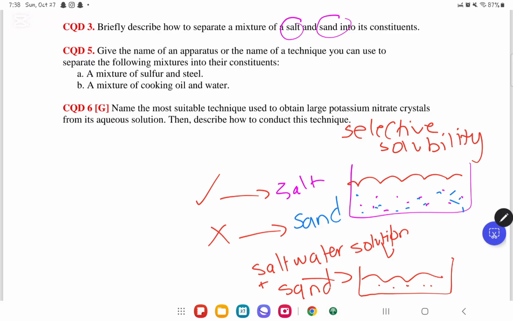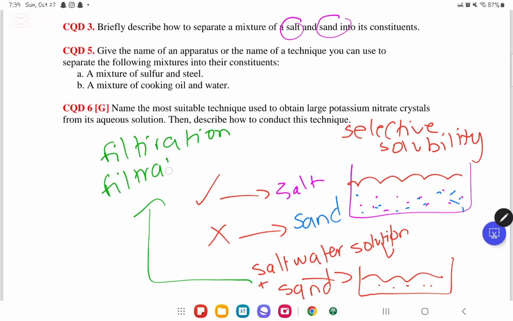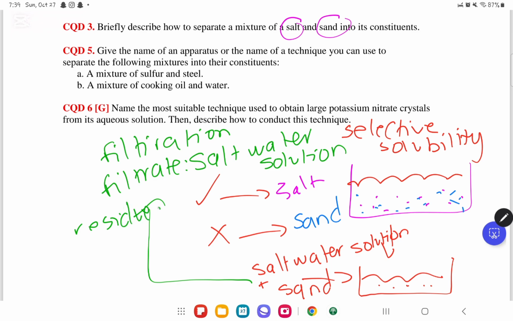The very next step we're gonna do, okay, after obtaining the salt water solution is we're gonna do filtration. When doing filtration, we're gonna get a filtrate, which is what? Filtrate, which is the salt water solution. And then our residue from filtration is gonna be the sand. So right now, we already separated the sand from the salt water solution.